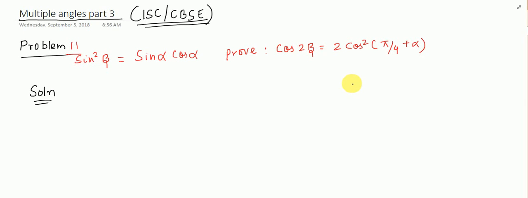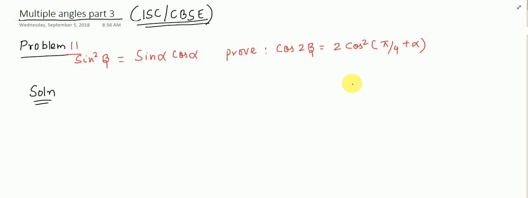Hi guys, so after completing the two videos on multiple angles part 1 and part 2, we have come up with our multiple angles part 3. This is specifically for ISC and CBSE purposes. We have already solved around 10 problems on this chapter, so we'll be starting with some new problems of new types. So hope it will be exciting.